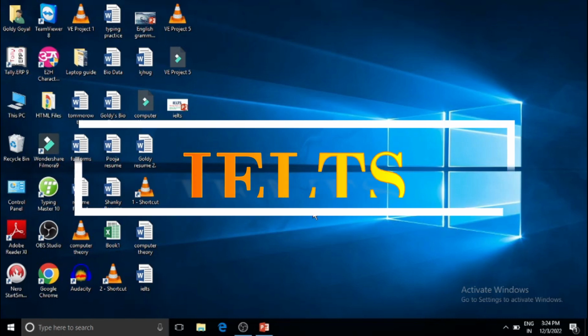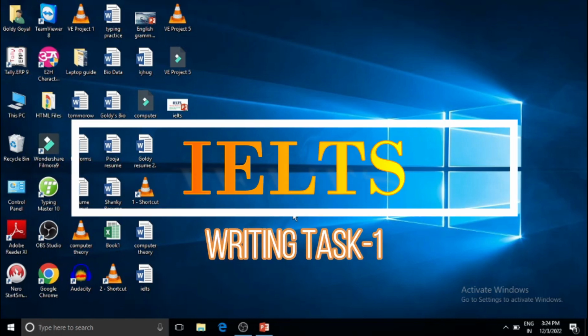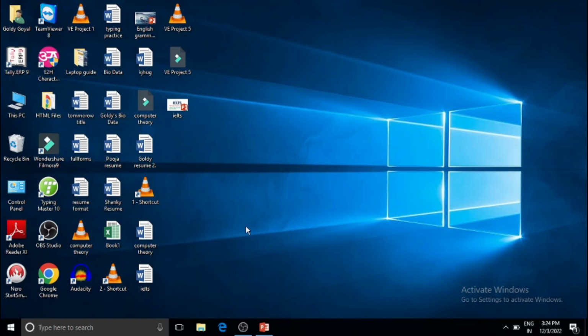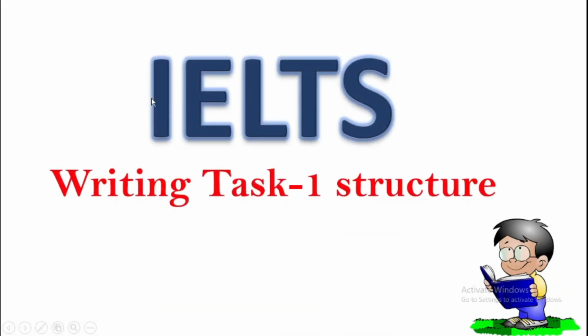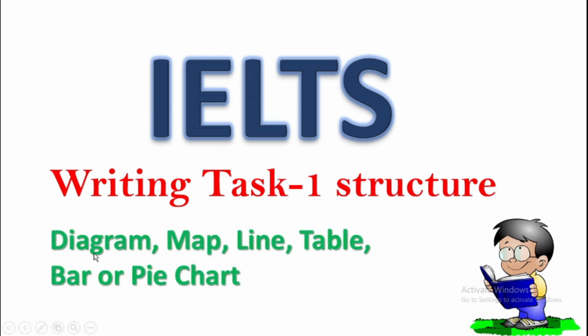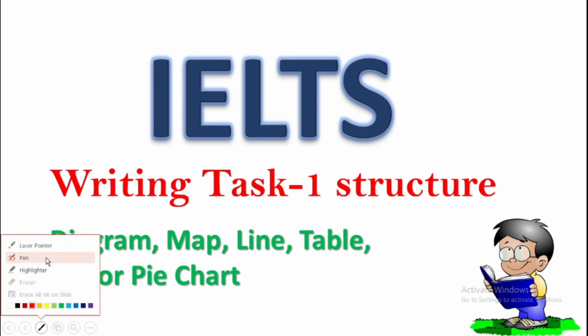So guys, we are back and today we'll talk about the structure of writing task 1. In the last video we have discussed how to write an introduction in task 1. Today we'll talk about overview. So let's get started. As you all know, for writing task 1 you have to describe a diagram, map, graphs or charts in your words.